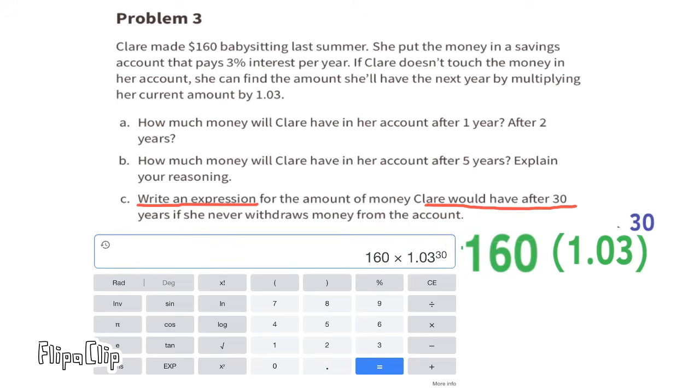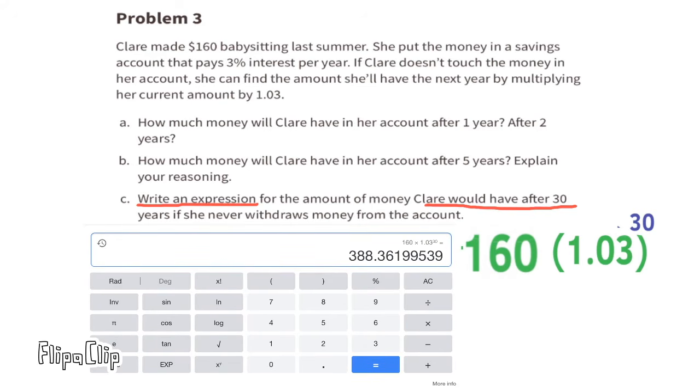To save time, you can see that I'm using a calculator to multiply 160 times 1.03 to the power of 30. And the answer is 388.36199539, which is equivalent to 388.36, or $388.36.